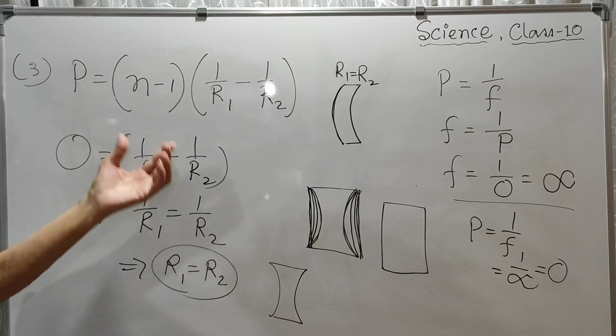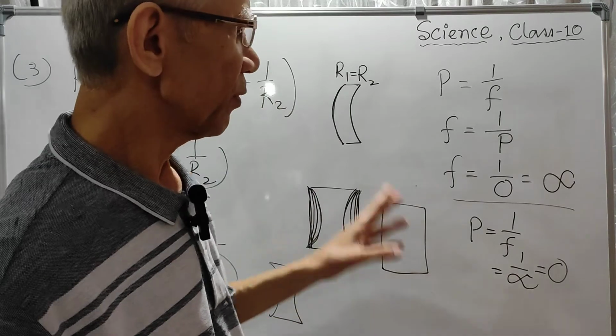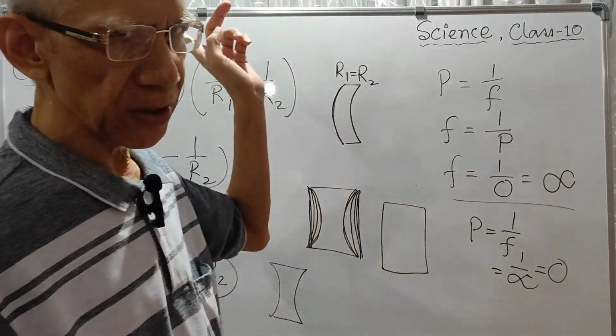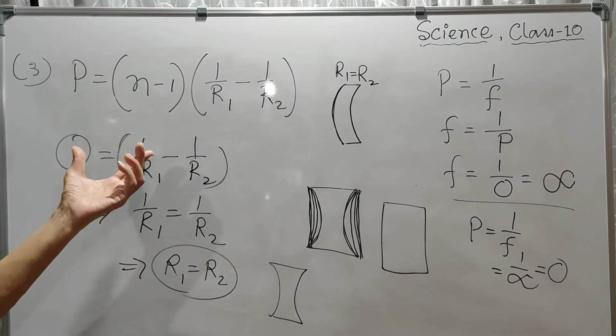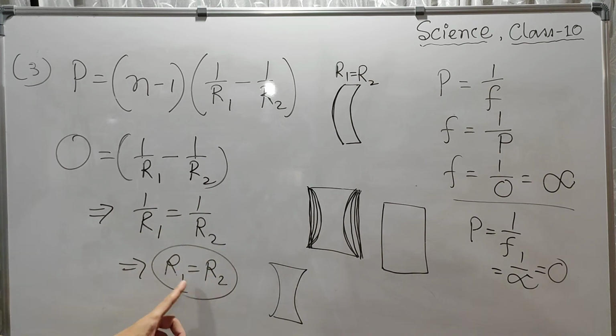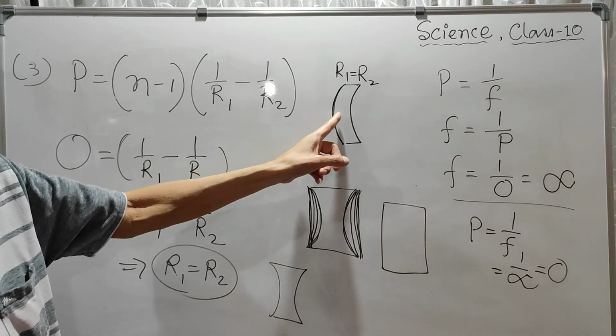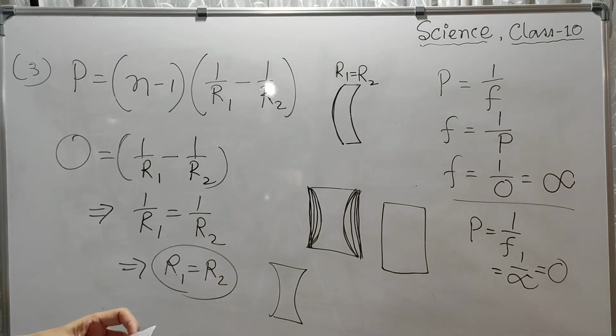All right. Now this formula is not included in the syllabus of class 10. So for syllabus of class 10, you can take the first and second methods that we discussed. But this is also applicable in order to obtain a lens of 0 power. So we have to make the lens so that the two surfaces have same radius of curvature. Is it clear?